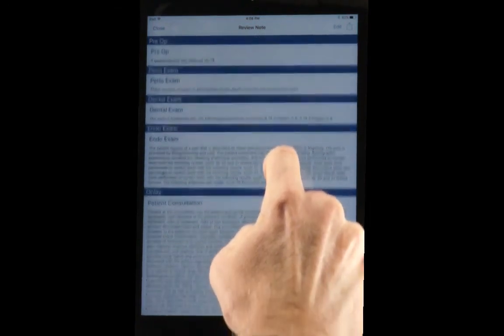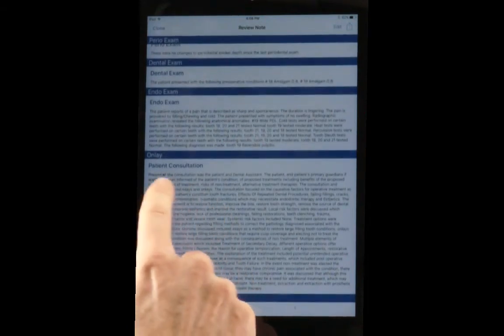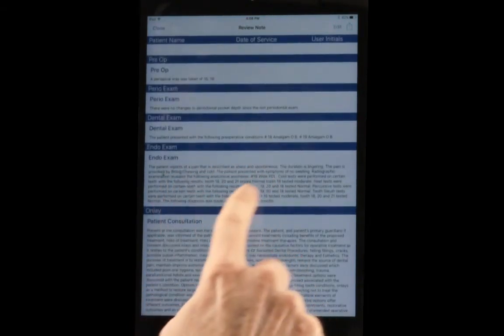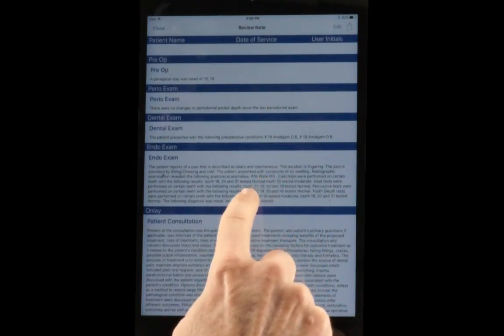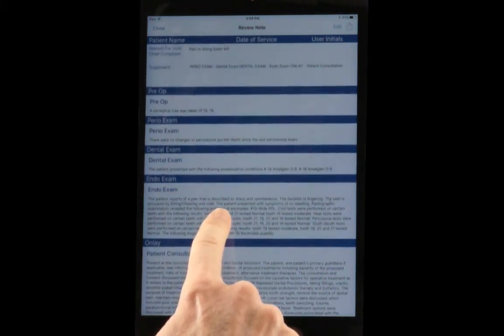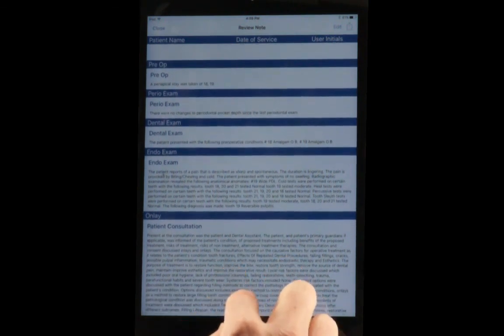So you can see how beautiful this note is written, including a detailed events of the patient consultation, endo exam, which included the tooth numbers and the cold tests, heat tests, tooth sleuth, percussive tests, all included in there. And you can see how detailed this is. You can read it if you want. Freeze the video and read it on full screen. You can see how detailed it is.